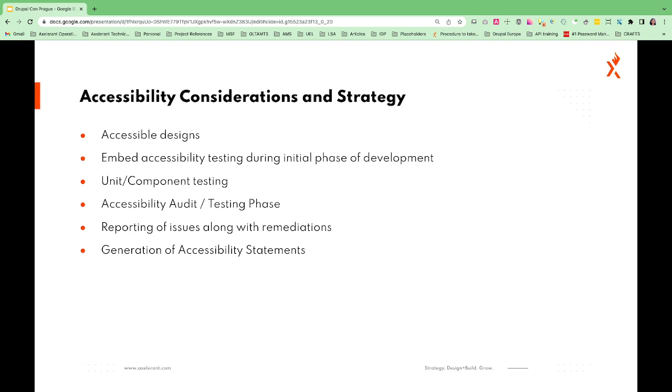Unit component testing. While we are going for the unit component testing, we consider only the functional testing. That's it. Accessibility audit and the testing phase. Reporting of issues along with the remediations, how we can consider that. Generation of accessibility statements.